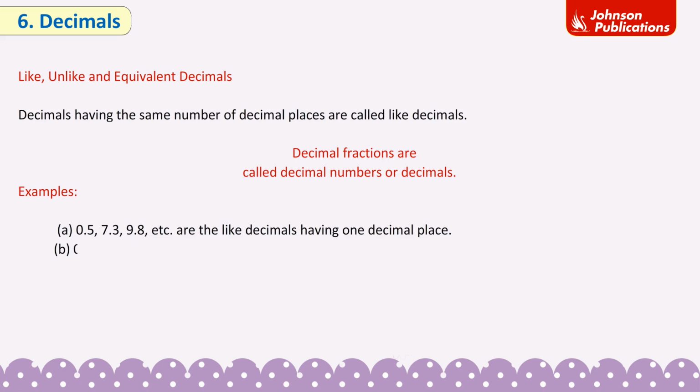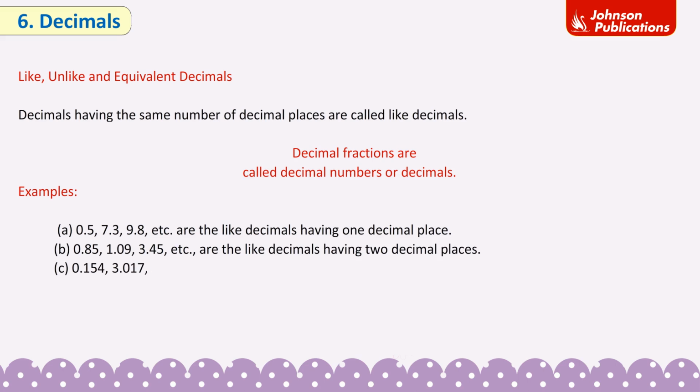B. 0.85, 1.09, 3.45, etc. are the like decimals having two decimal places. C. 0.154, 3.017, 17.009, etc. are the like decimals having three decimal places.